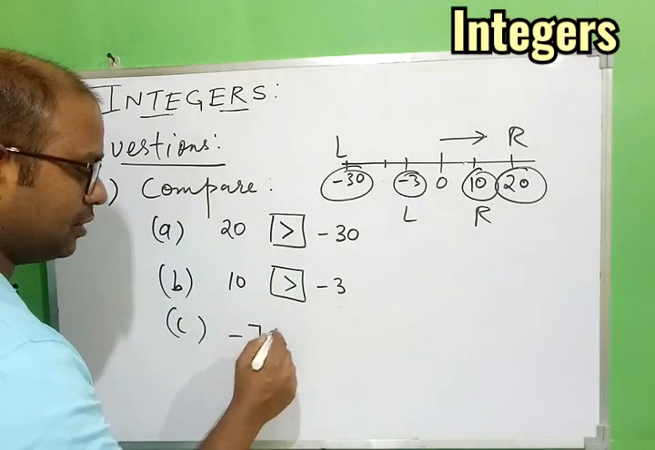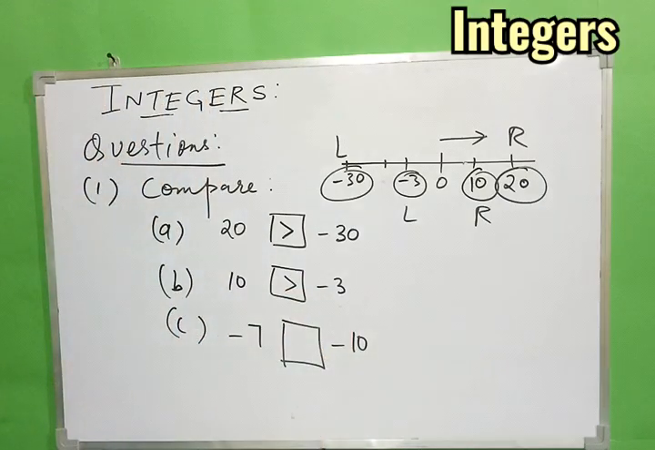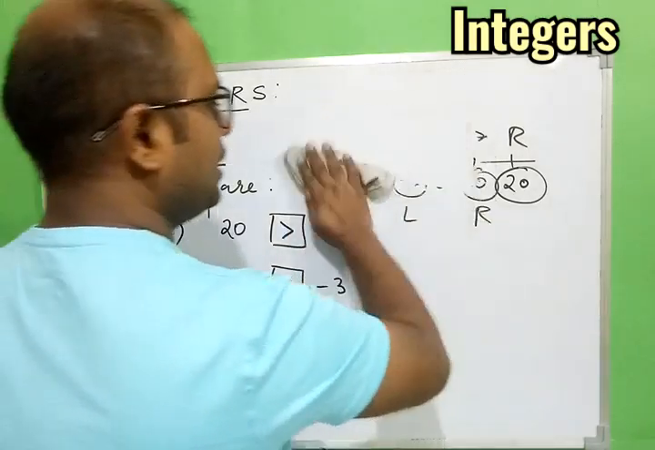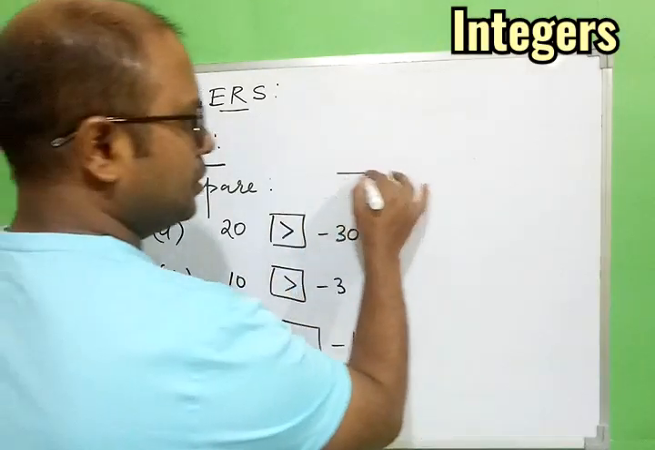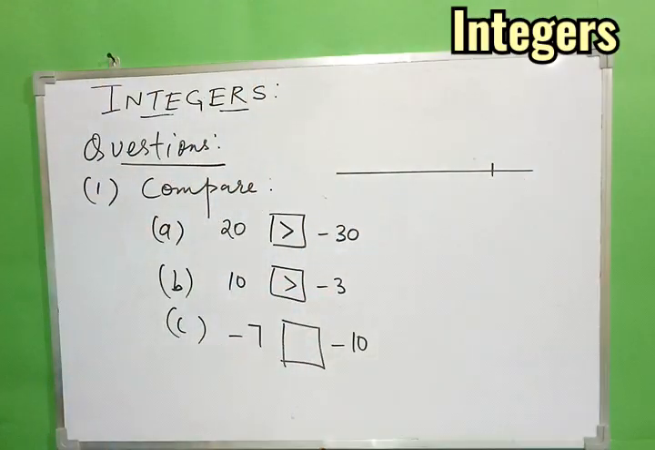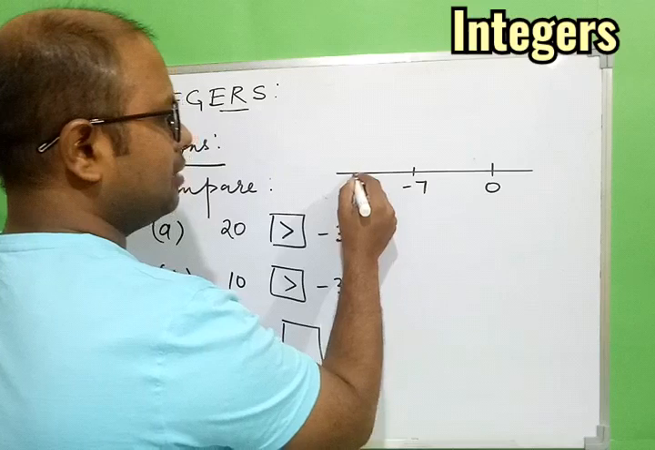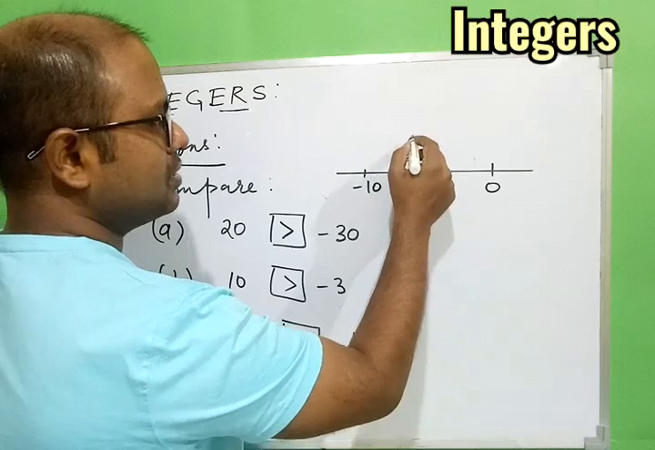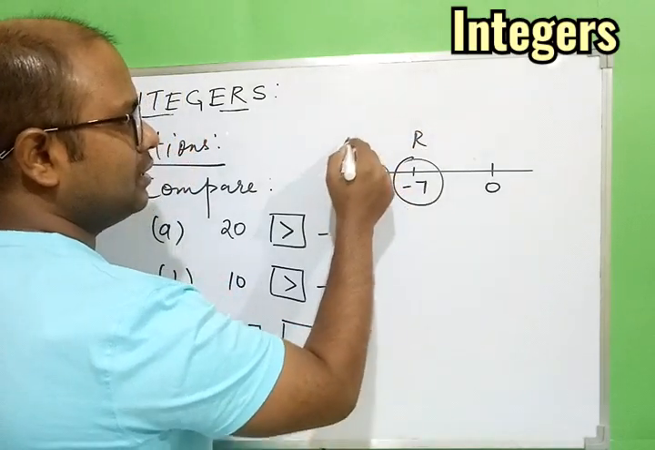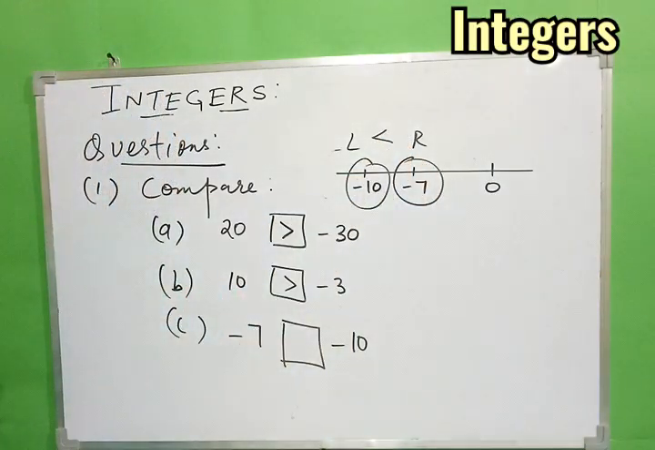Let's take minus 7 and minus 10. For the comparison we can take the help of the number line all the time. You understood both the numbers are negative numbers, that is negative integers. If 0 is here, minus 7 will be somewhere here, minus 10 will be somewhere here. Minus 7 is on the right, minus 10 is on the left, and we know the number on the right is always greater than the number on the left. So minus 7 is greater than minus 10.